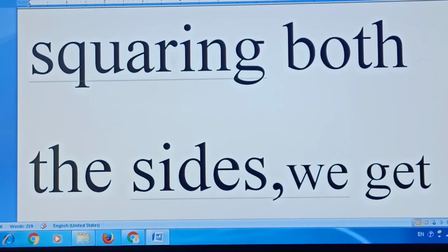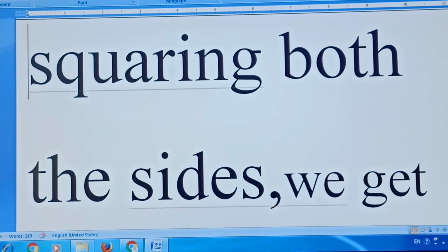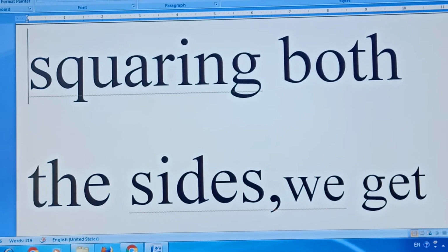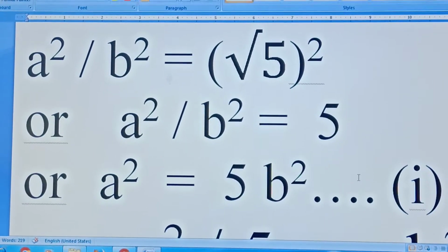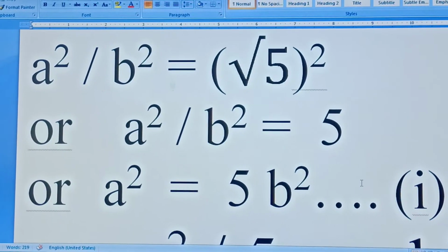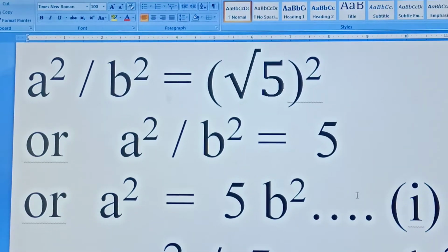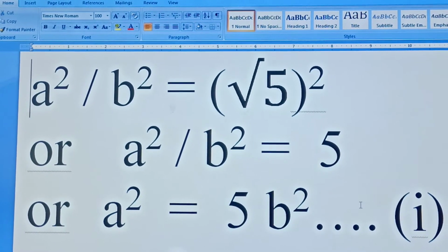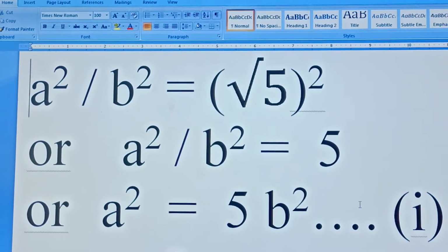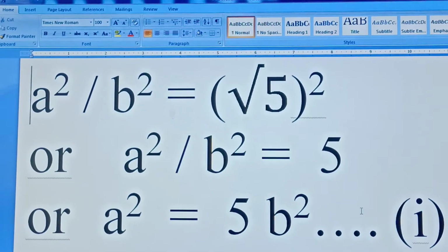Squaring both the sides of a upon b is equal to root 5, we get a square upon b square is equal to root 5 whole square, or a square upon b square is equal to 5, or a square is equal to 5b square. It is equation number 1.